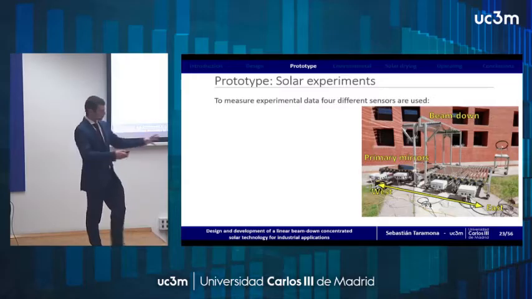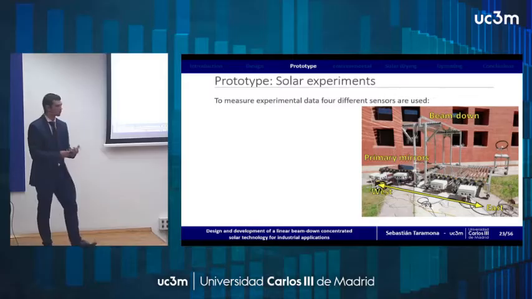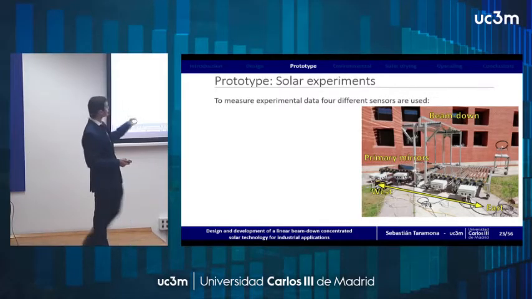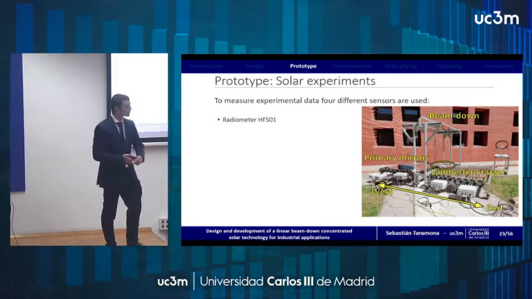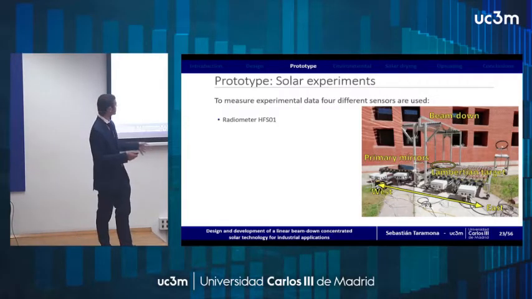Now, once we have this prototype built, we have to take some measurements. And what do we use to take these measurements? We're going to be using a total of 4 different sensors. First, a radiometer that's located in a Lambertian target, as you can see in the figure, in the central part of the solar field, where the concentrated sun rays reach.